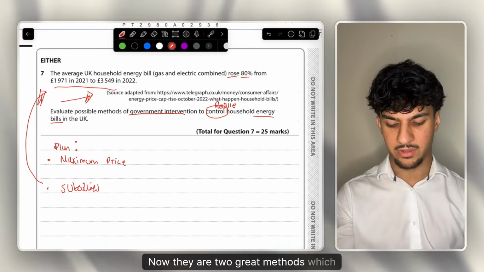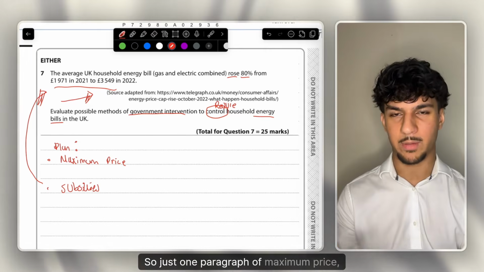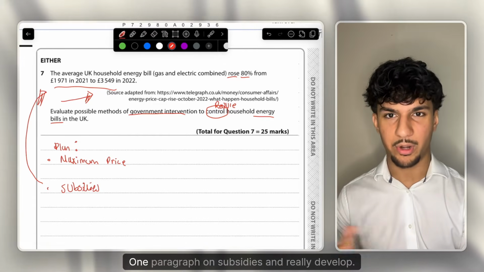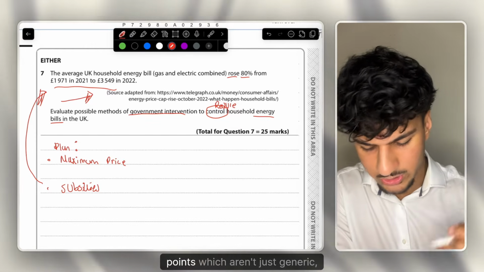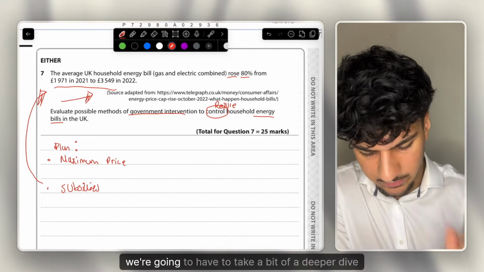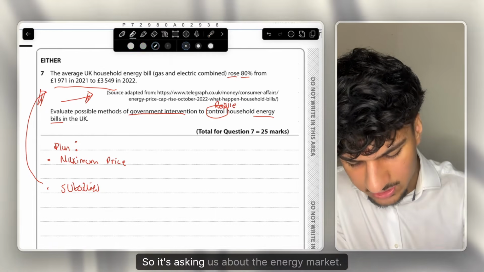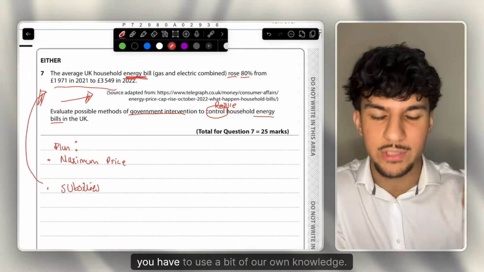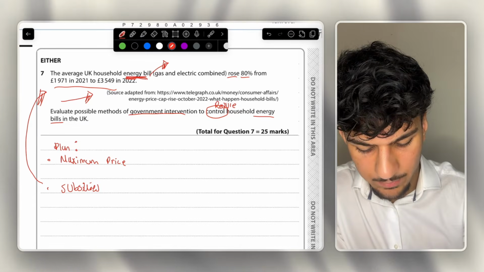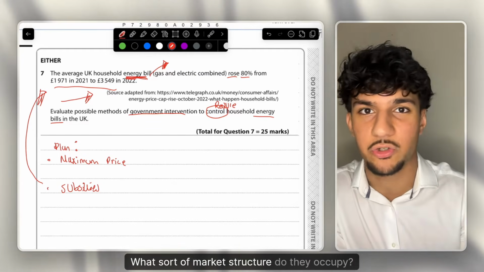Now, there are two great methods which you can pretty much write your entire 25 marker on. Just one paragraph on maximum price, really develop it. One paragraph on subsidies, and really develop it. Now, if we want to think of some more points which aren't just generic, we're going to have to take a deeper dive into what the question is asking us. It's asking us about the energy market. So you have to use a bit of your own knowledge. How would you say the energy market is structured? Which firms occupy it? What sort of market structure do they occupy?